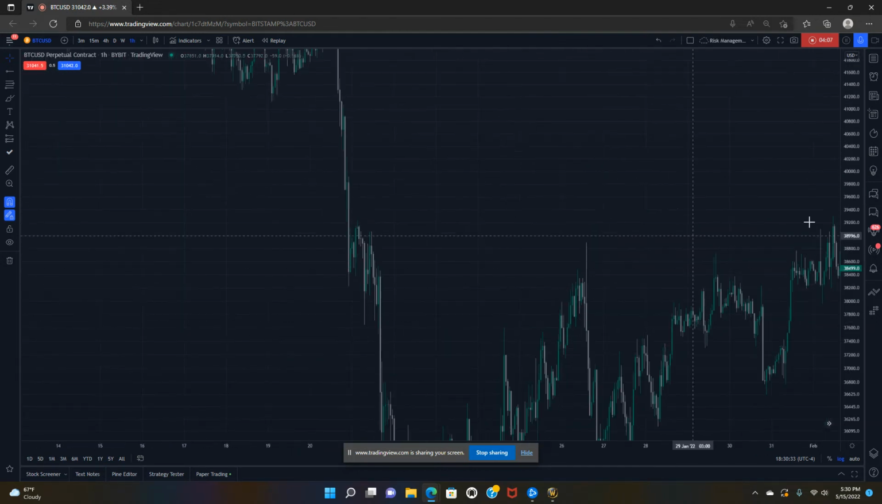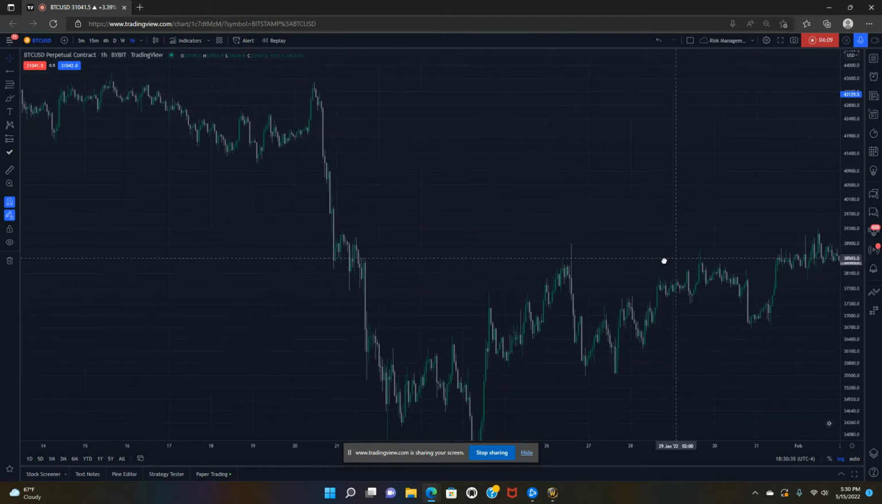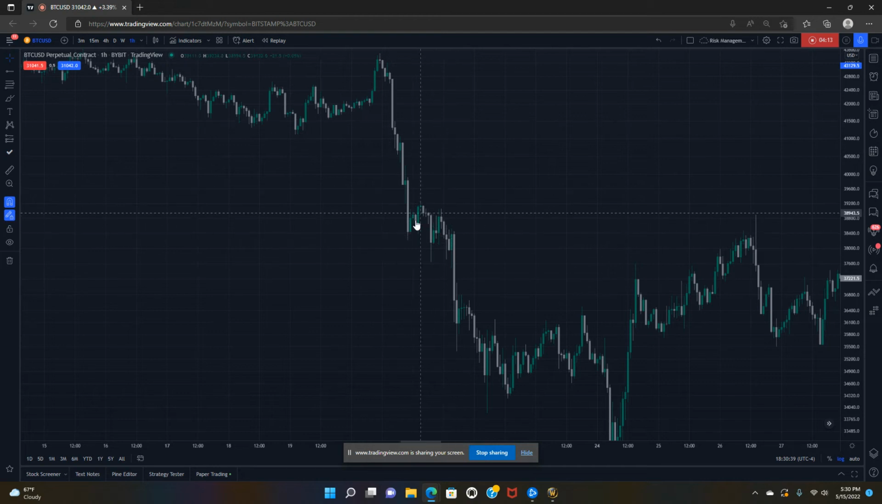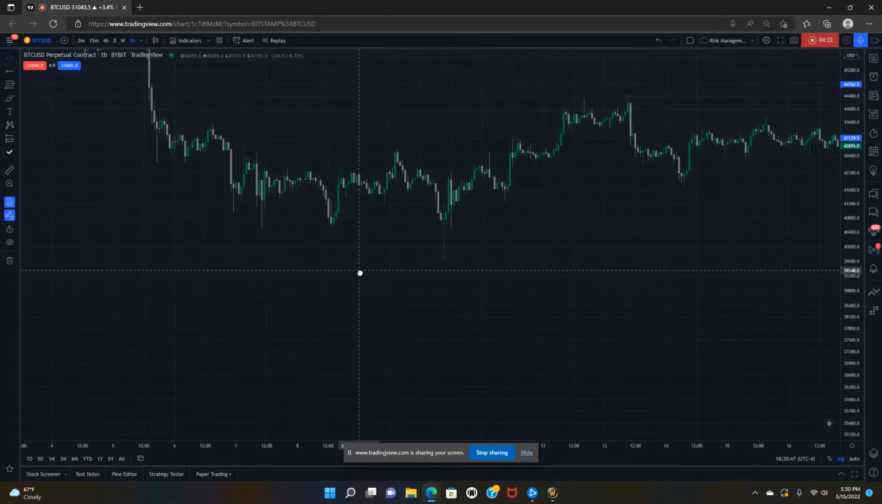So, for example, let's see. Yeah, so you have this price pause right here. Price enters a low liquidity state, shoots down. Then when price returns, you get a reaction.